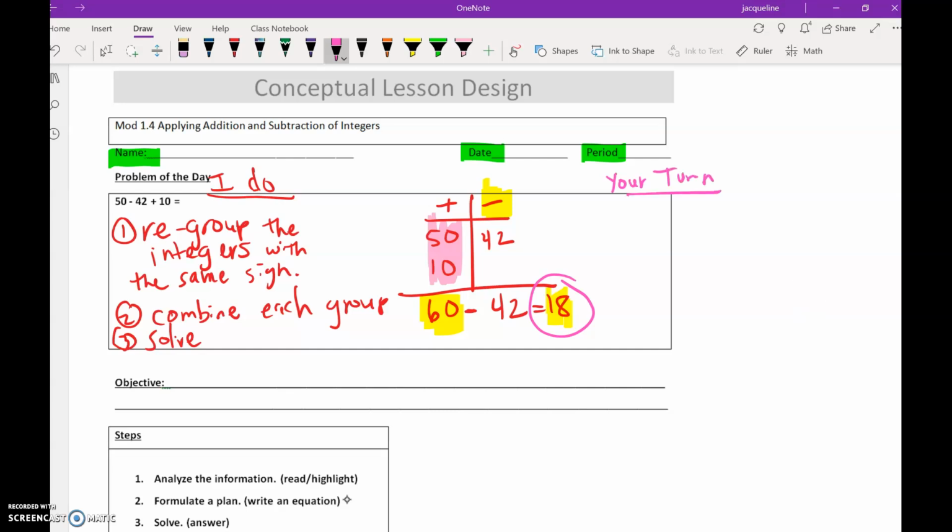And here is your problem. Negative 6 plus 15 plus 15. Please solve that in your group. You will have about 3 minutes to solve that.